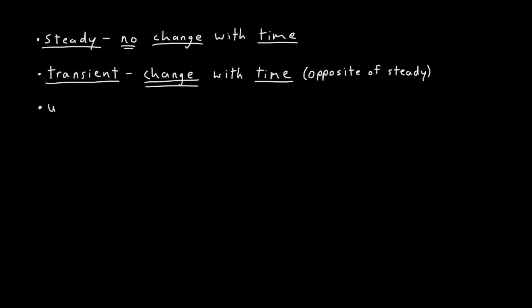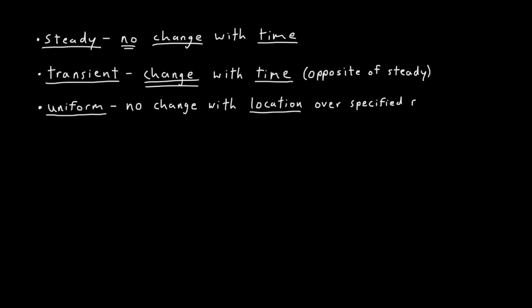Another kind of term used to describe a process is uniform, which basically means that, note carefully here, there is no change with location over a specified region. So again, there is no change in the values of a system's properties with location over a specified region. And last but not least, we have something known as a steady flow device.